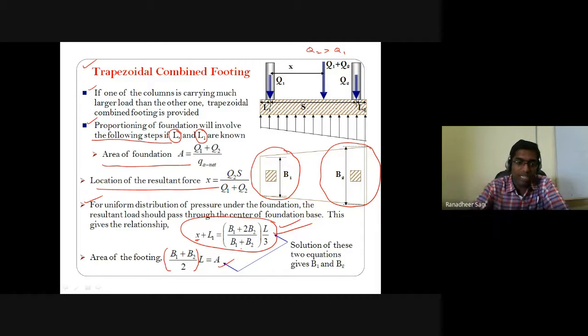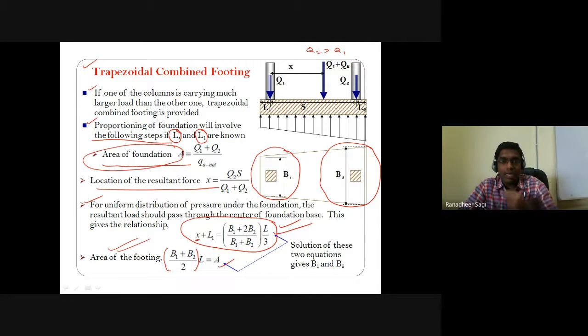From that net allowable bearing capacity, once again come back to the expression for the area of the foundation required. Once you know the area required, substitute that value in this equation, and once again solve these two equations to get new values of B1 and B2. Then use those to calculate once again the net allowable bearing capacity, and iterate this process to ultimately get the values of B1 and B2, the widths of the trapezoidal combined footing.